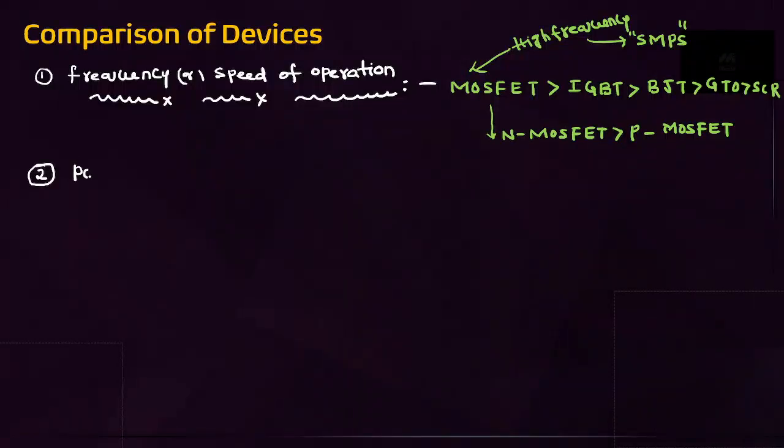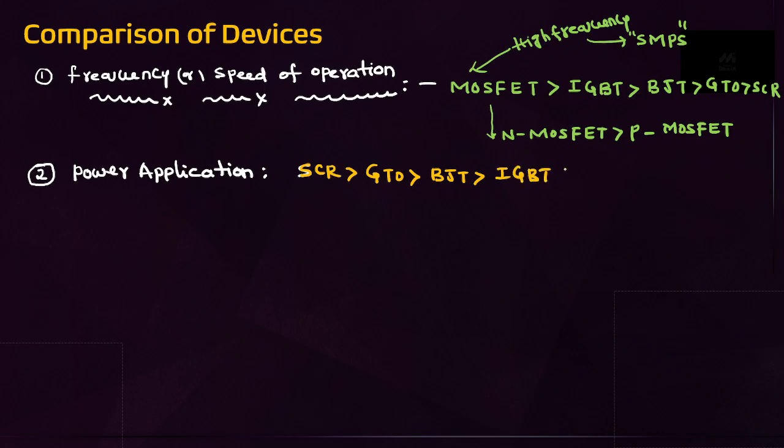With respect to power application, students. Power application in the sense which is used for high power, which is used for low power. SCR is used for high power application. Among all the devices, which is used for high power application? SCR. Next, which device? GTO. Next, BJT. Next, IGBT. Then for low power applications, MOSFET is used for very low power applications, friends.